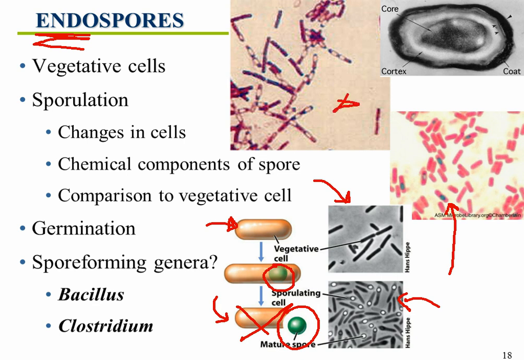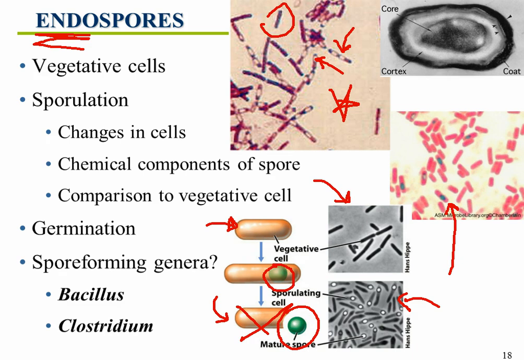Here is a gram stain of spores. This is a gram-positive rod, and you can see rods that don't have spores, but then of course you can see a spore right there and spores there. Notice that they don't stain. They don't take up the dye, the crystal violet, at all.